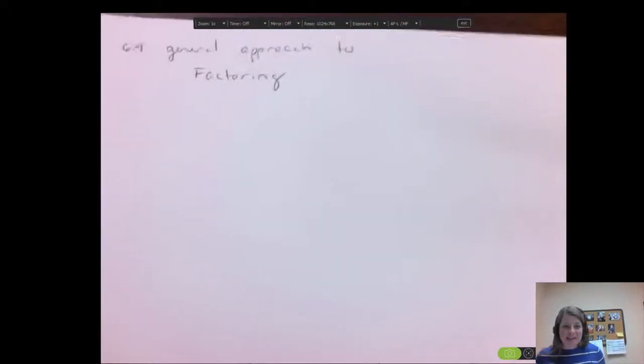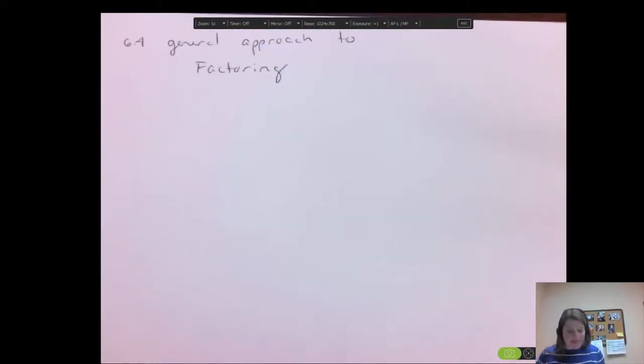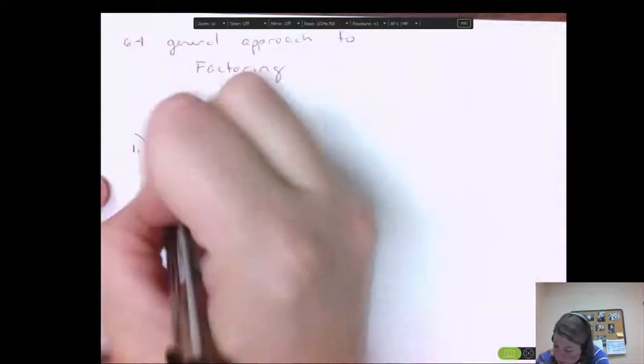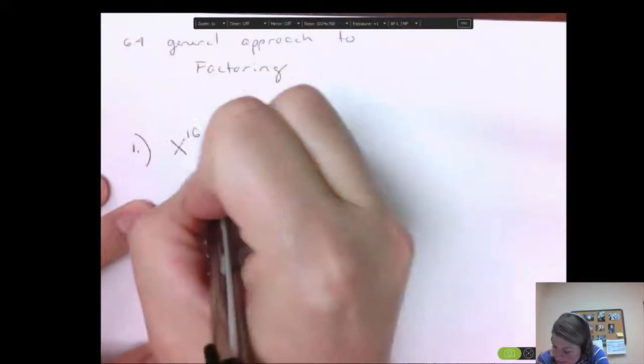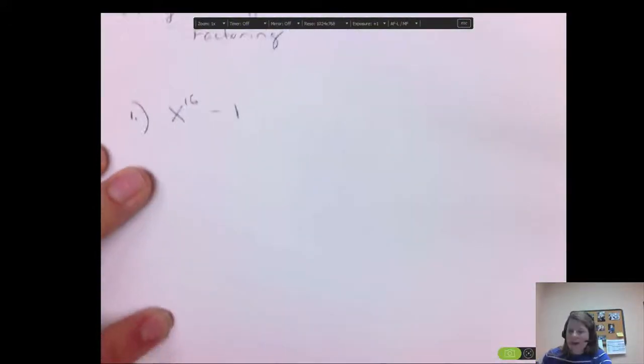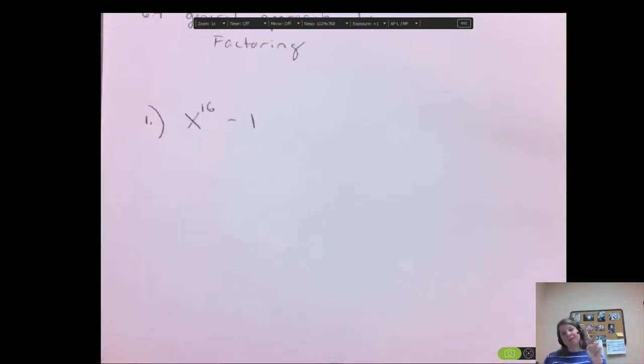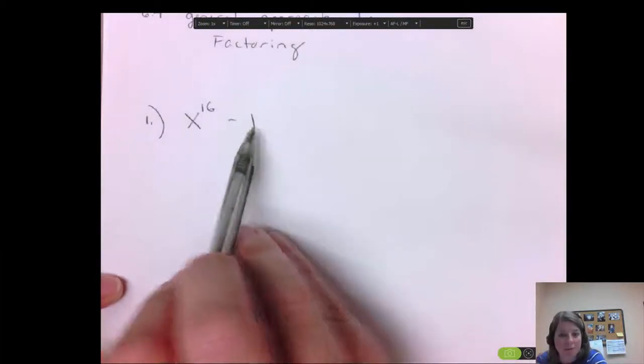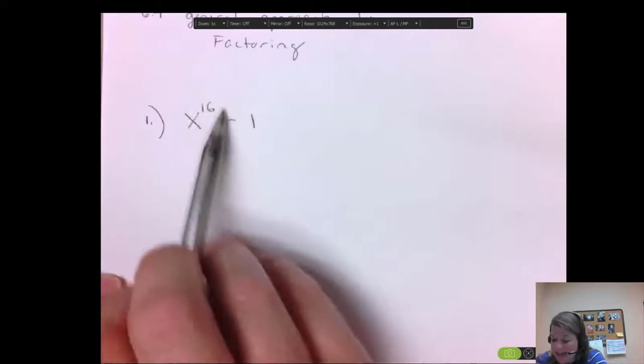Okay, so let's try a couple of factoring ones that are harder from the textbook. So here's my first example. What if I have x to the 16th minus 1? Okay, so this is 2 terms, so we have to decide, is it a square or a cube difference, or is it prime? Well, it is a square because the square root of 1 is 1, and we can take half of 16.